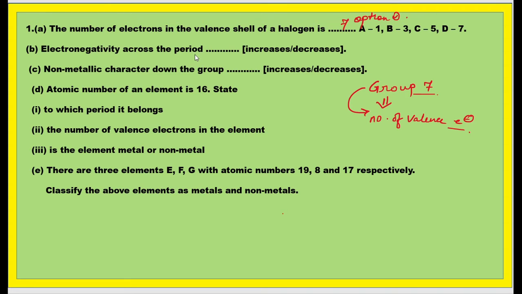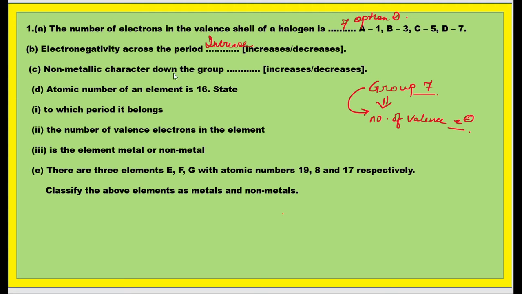It is also a very straightforward question. Electronegativity across a period, what does it do? Increase or decrease? Increases. Why? Because of two factors. First was the atomic size factor and second one was nuclear charge. Nuclear charge increases and atomic size decreases, which results in the increase of the electronegativity.